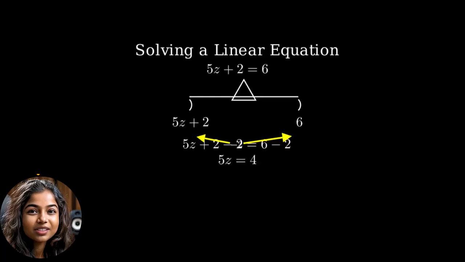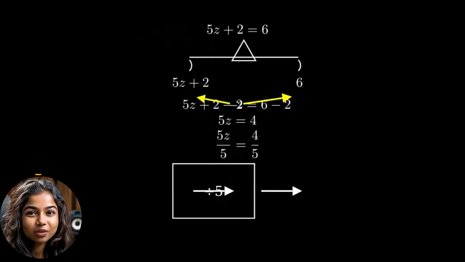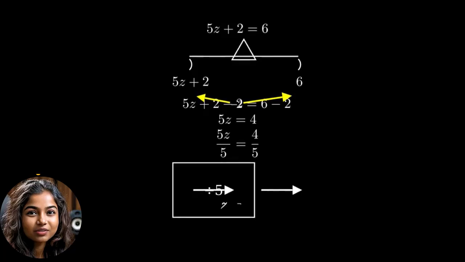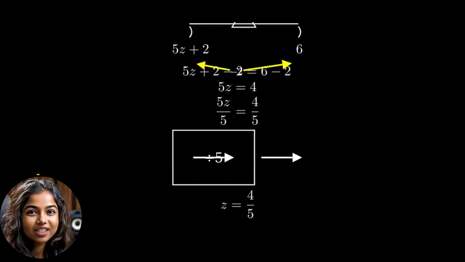After subtracting 2, we get 5z equals 4. Now that we have 5z equals 4, we need to divide both sides by 5 to get z by itself. Remember, dividing both sides by the same number maintains the equality. Therefore, z equals 4/5. This is our solution.